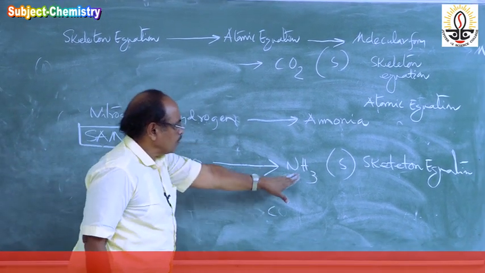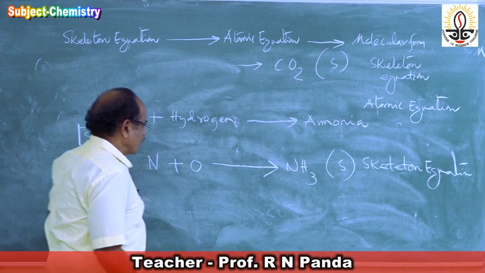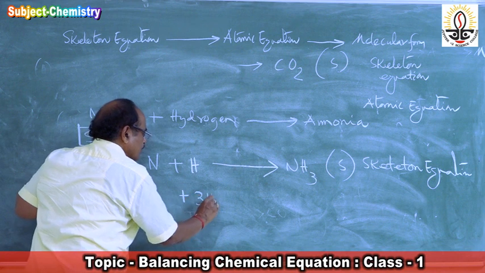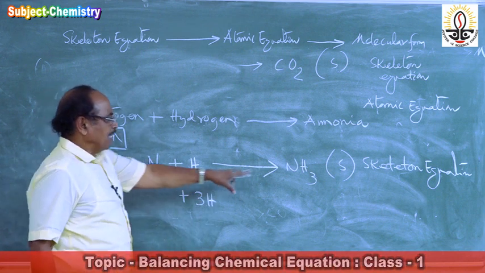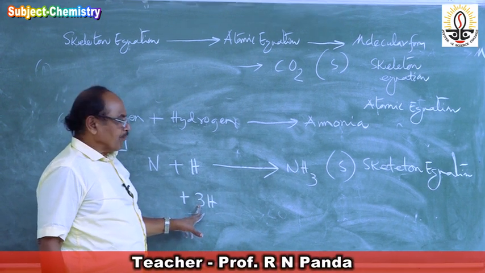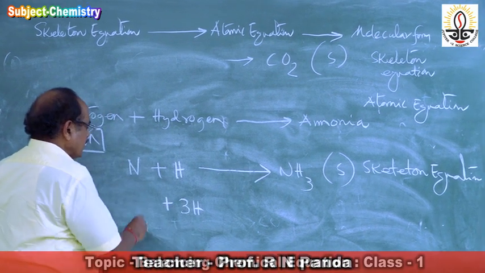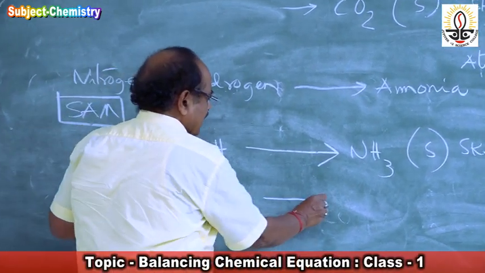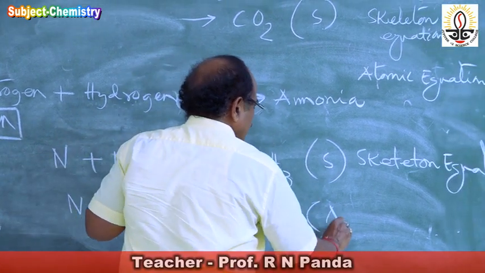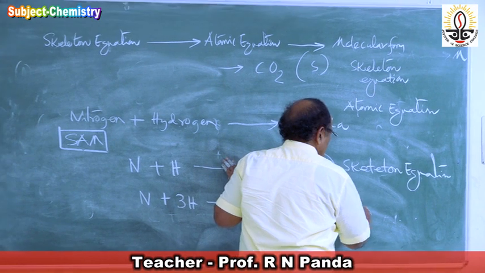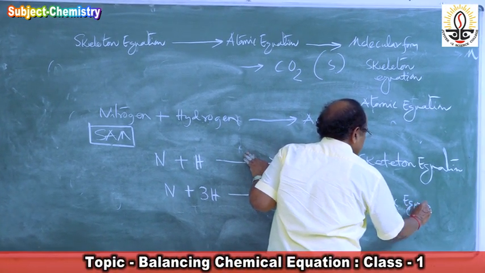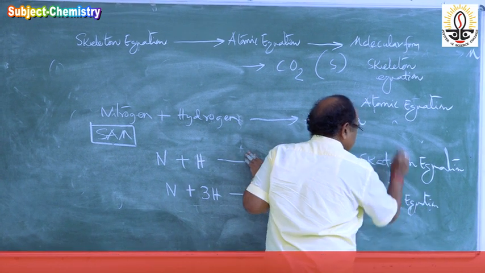How many atoms of hydrogen are here? 3 atoms. So what will I do? I will write 3 atoms of hydrogen. How many atoms of hydrogen are in the product? 3. I will write 3 hydrogen. And how many atoms of nitrogen are here? 1. Right. Then NH3. So this is my atomic equation. I got my atomic equation. So I made the skeleton equation into the atomic equation.